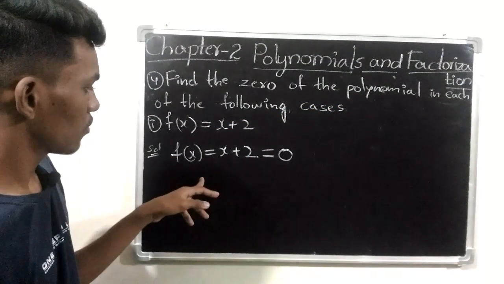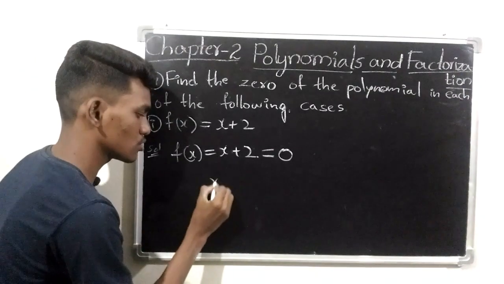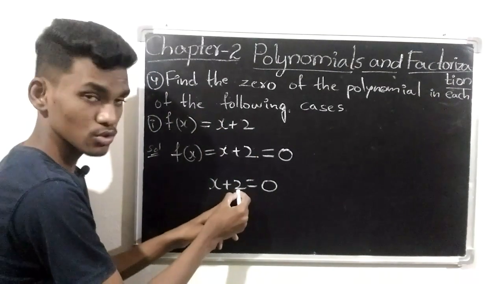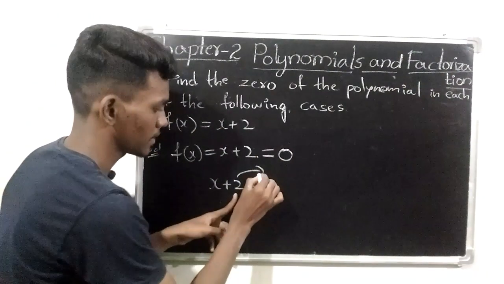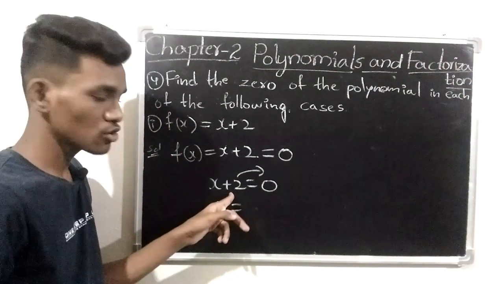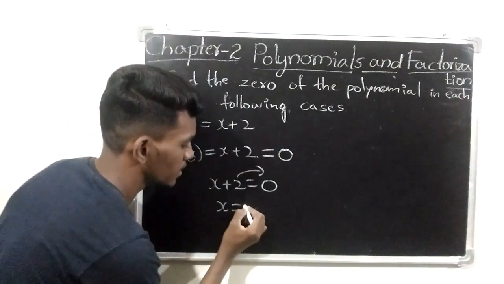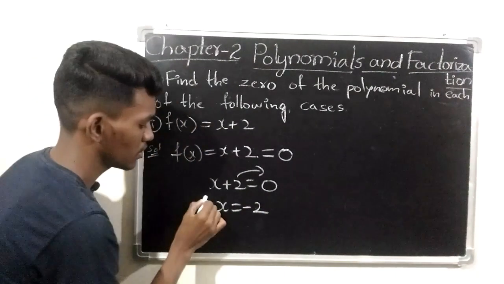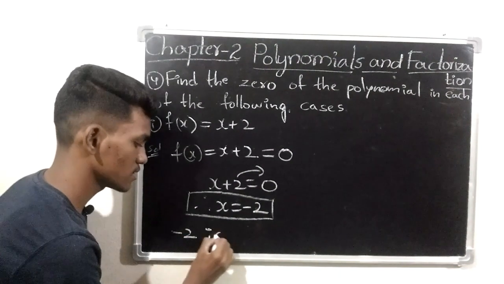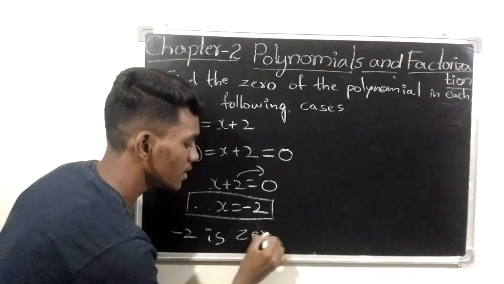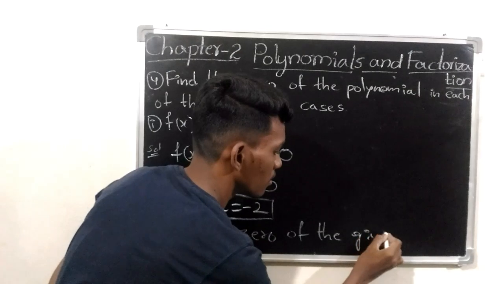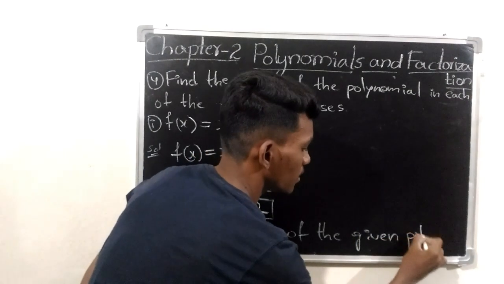Then we write here x + 2 = 0. Then the +2 transfers to the right side. See here, +2, x = the +2 becomes -2 on the right side. So we write here -2. Therefore x = -2. -2 is the zero of the given polynomial.